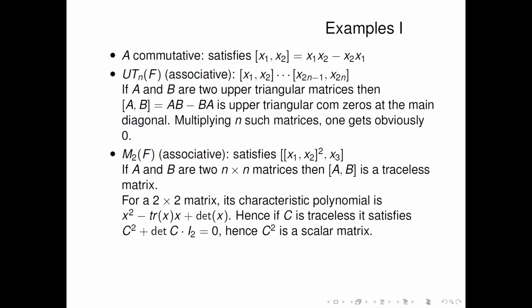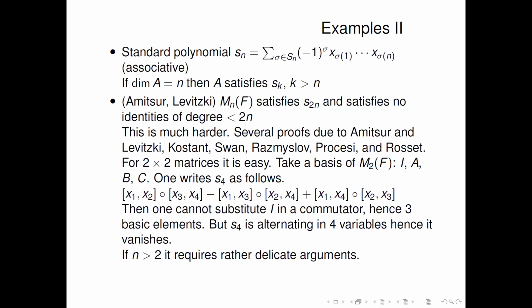Then you have that if x is a traceless matrix, x squared will be a scalar matrix. That is minus the determinant of the matrix times the identity matrix. So this C squared, a traceless matrix squared, is a scalar matrix. And this gives you everything.